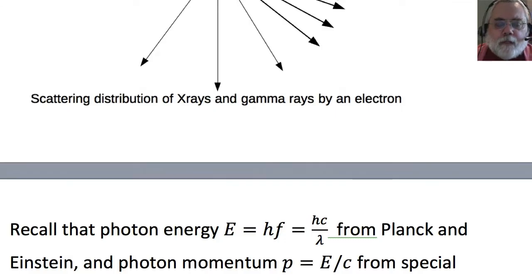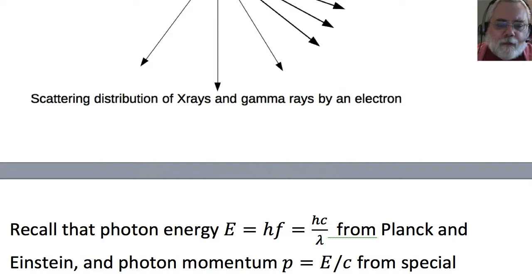Now, Compton used X-rays for some experiments and gamma rays for other experiments, and his results are going to apply for both. I will generally say X-ray in the remainder of this video, but it applies to both X-rays and gamma rays. I just don't want to, in every place, say X-rays and gamma rays.